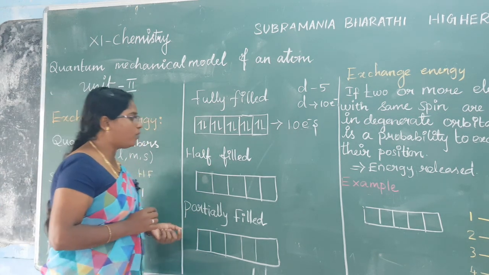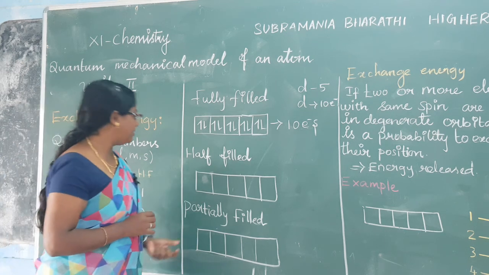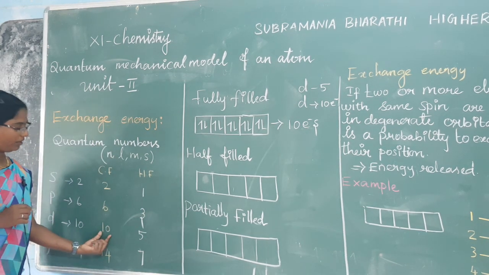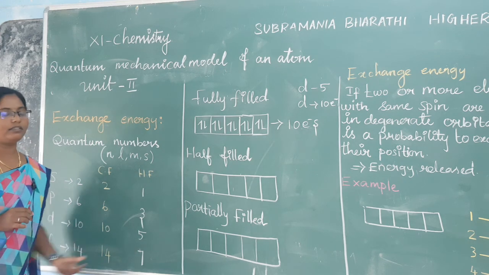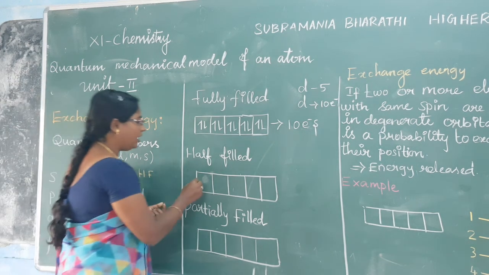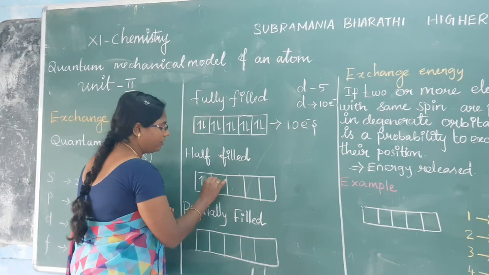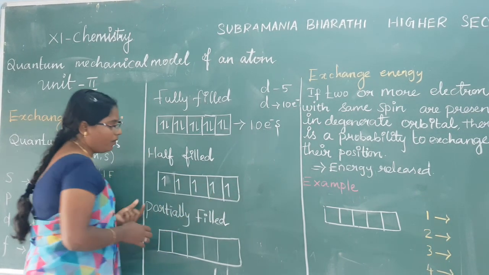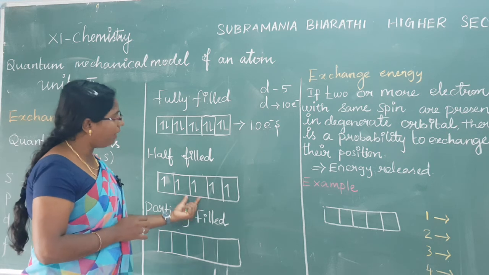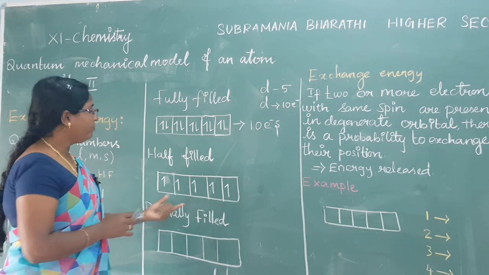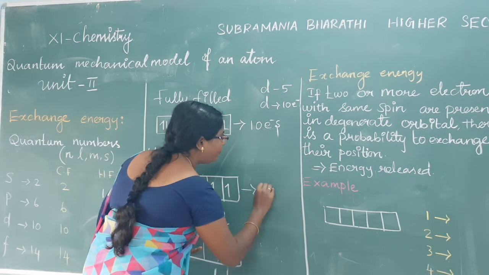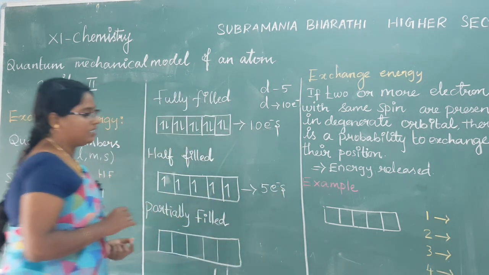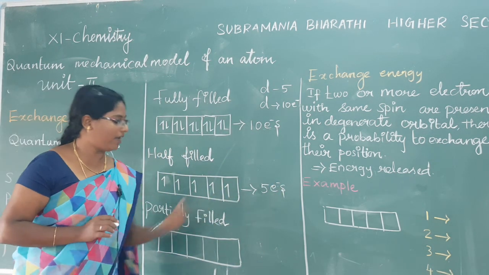Then go for the next one, half filled. For half filled I have again taken the d orbital. Completely filled means 10 electrons; half filled means only 5 electrons. So let me write the electrons here: 1, 2, 3, 4 and 5. All of them have the same spin. This is called a half filled electronic configuration or half filled degeneracy box. It has only 5 electrons.